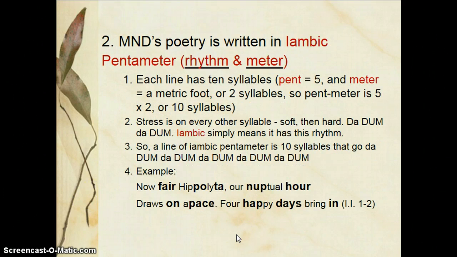So, when it is poetry in Midsummer Night's Dream, it's written in iambic pentameter. All right. Now, iambic tells you the rhythm, and pentameter tells you the meter. It sounds like a fancy word, but if you break it down, it's pretty basic. So, each line of poetry has 10 syllables. Pent means 5, like a pentacle, pentagram. And meter is the metric foot, which is 2 syllables long. So if you have pentameter, you have 5 sets of 2 syllables, which makes 10 syllables. So that's the pentameter part.